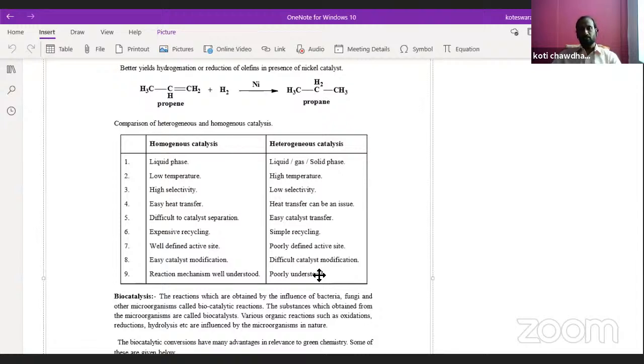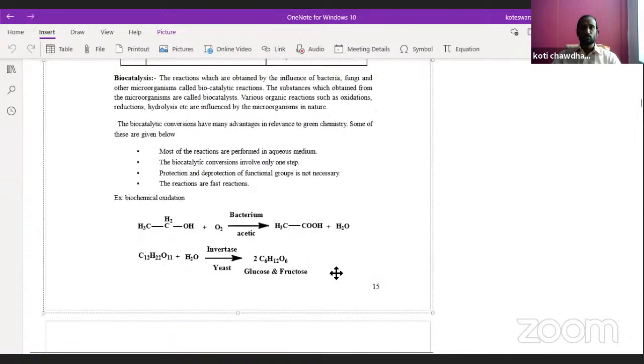Because in heterogeneous catalysis, the catalyst has a specific role. Whenever we change the morphology or structural arrangement of the catalyst, its role will change. That is the reason it is difficult to modify, but it is easy to modify in homogeneous catalysis. Next, the reaction mechanism is well understood, as already discussed, in homogeneous catalysis, while in heterogeneous catalysis it is poorly understood.